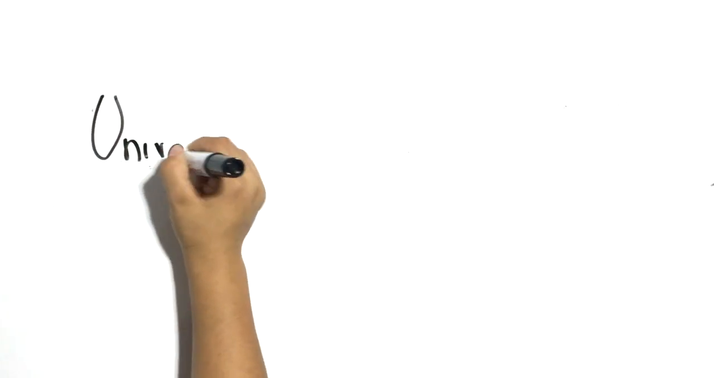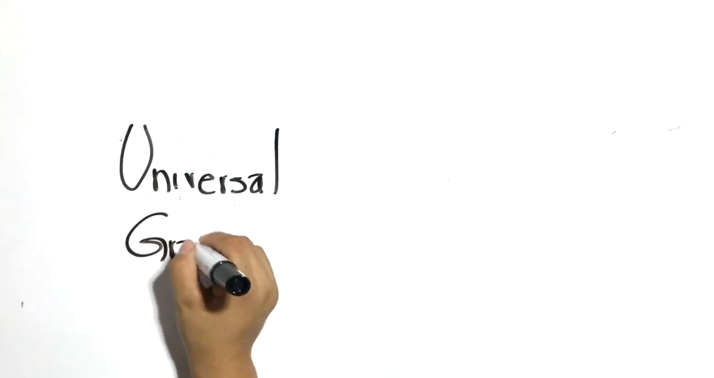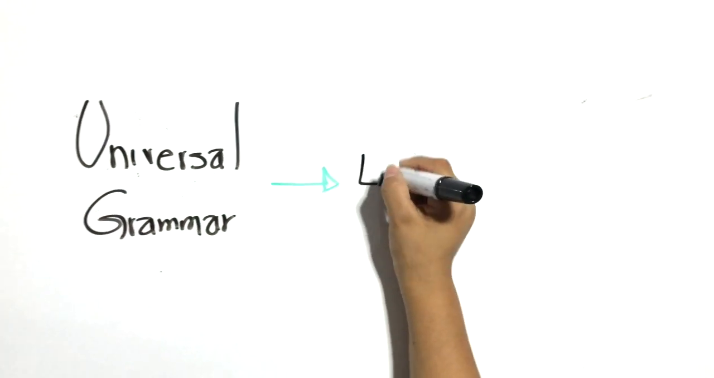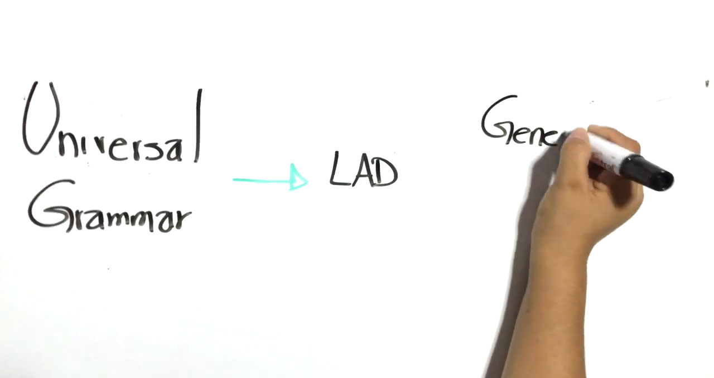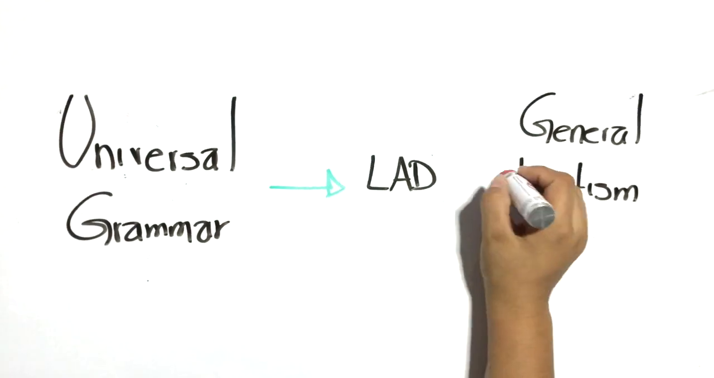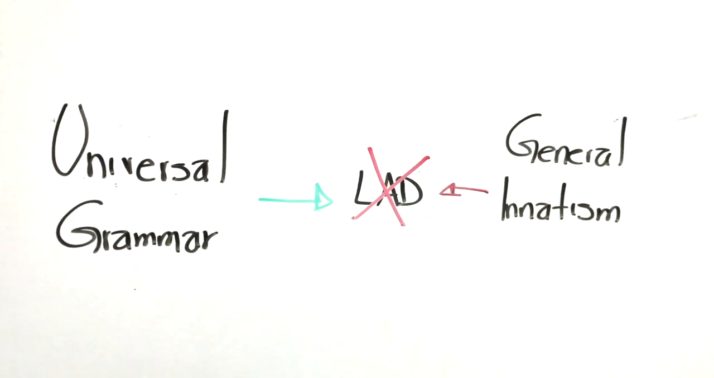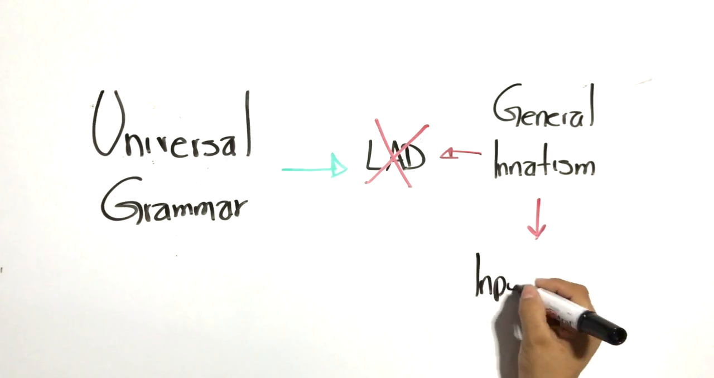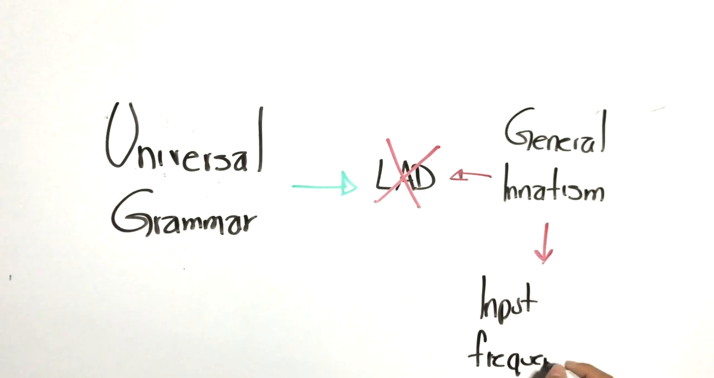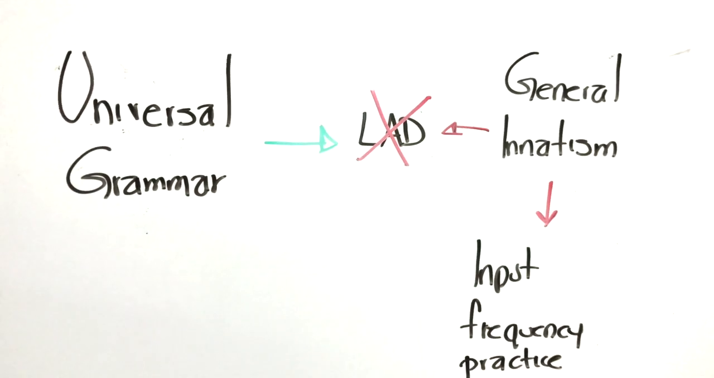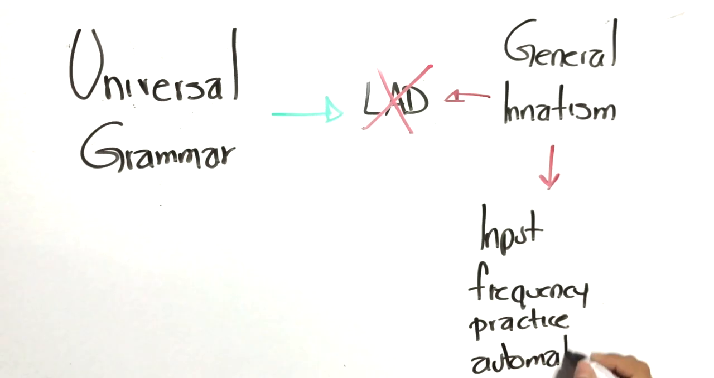In the middle, students learn about universal grammar, which has a language acquisition device, and about general innatism that has no language acquisition device. But universal grammar depends on input, frequency, practice, automatization, and guesswork.